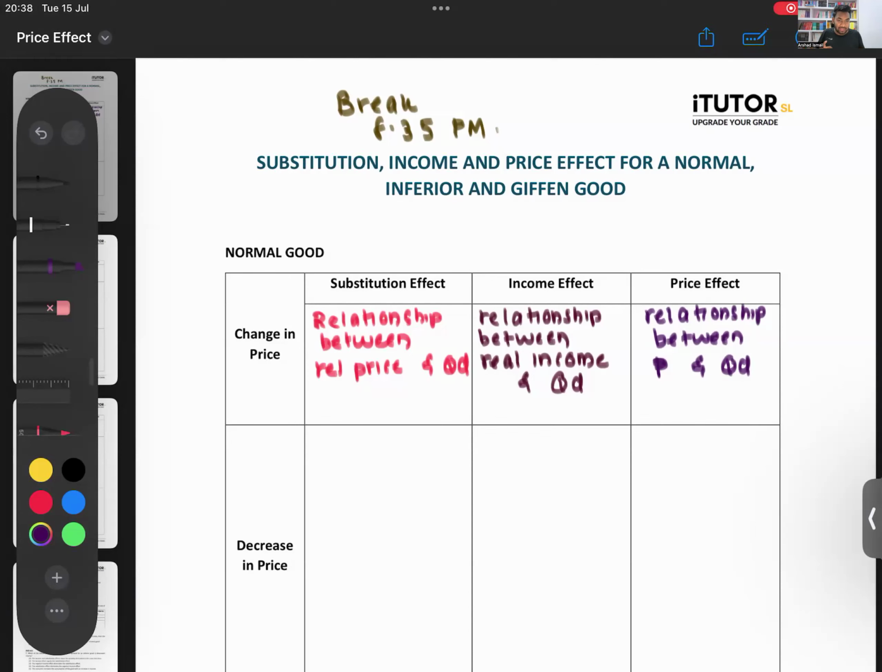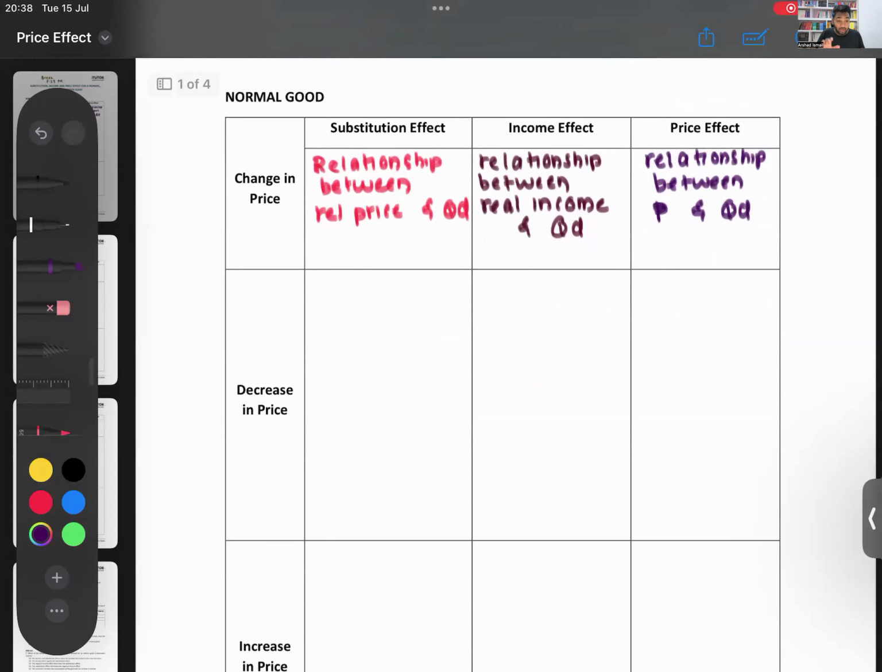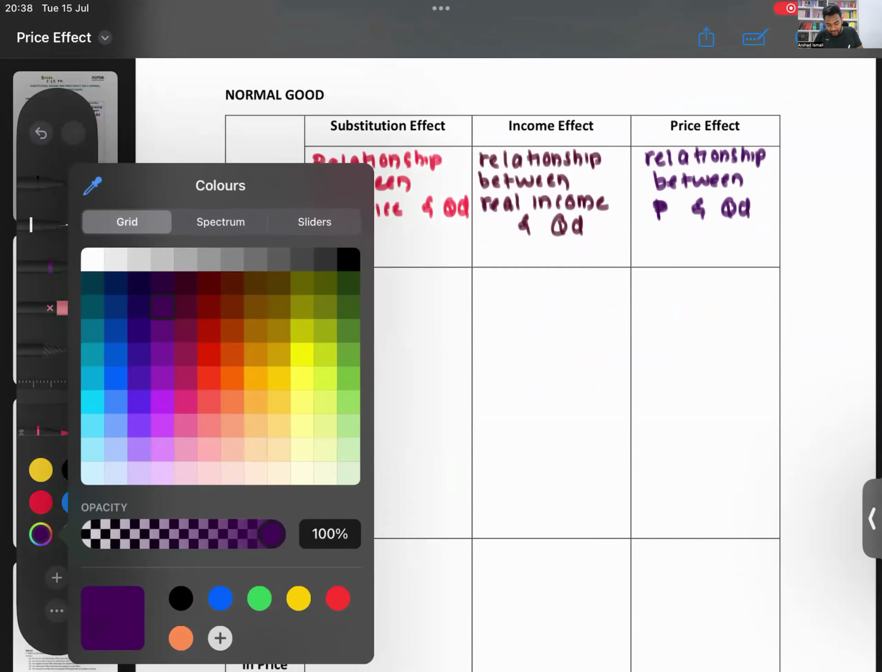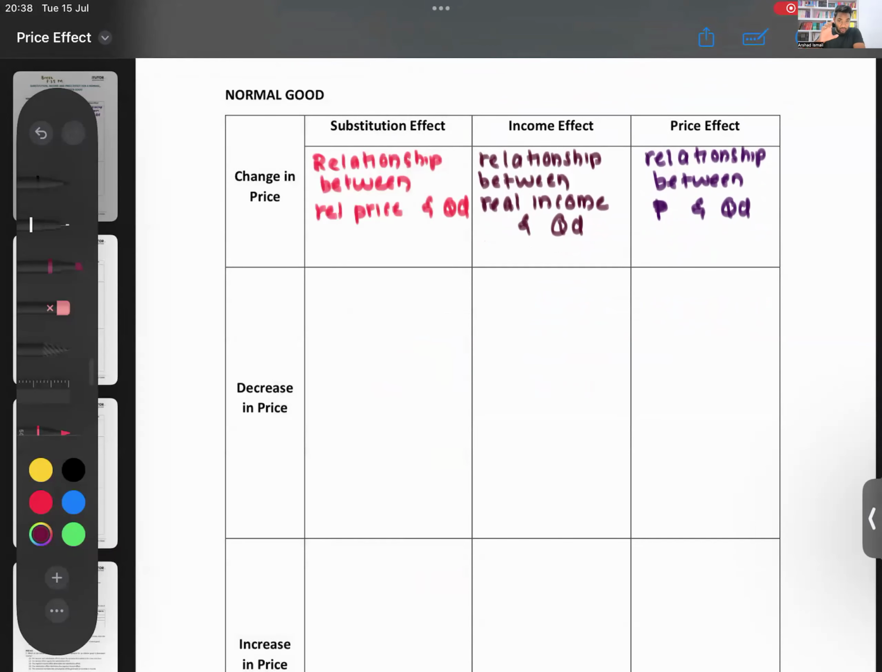So let me explain one by one. I want you all to give me answers in the chat box, so then you will remember it better, and I know that you have understood. Can you all tell me, if I decrease my price, let's say if you decrease your price, now I'm in the decrease price story.